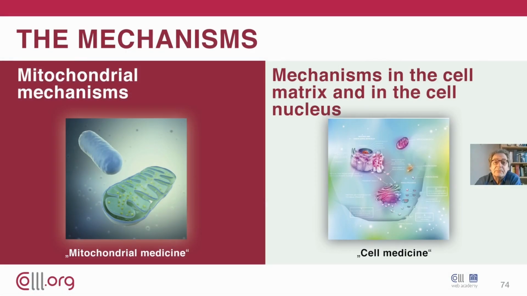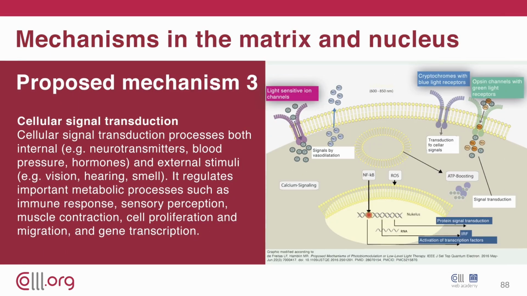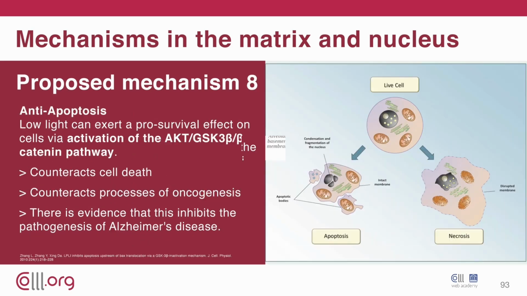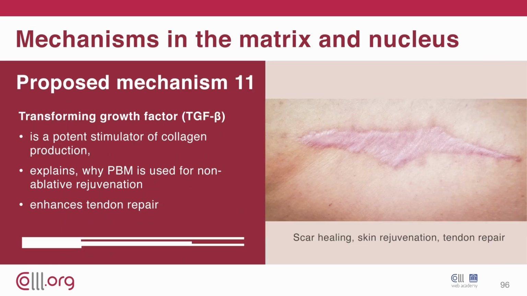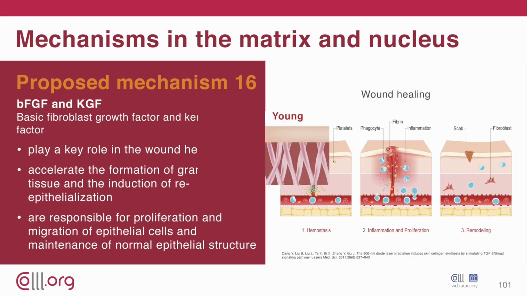What are the mechanisms that are responsible for the effects of PBM? There are two ways to influence bodily processes. One, the effects of photons on the respiratory chain in the inner mitochondrial membrane. Two, the effects on processes in the cell nucleus and in the cell matrix.